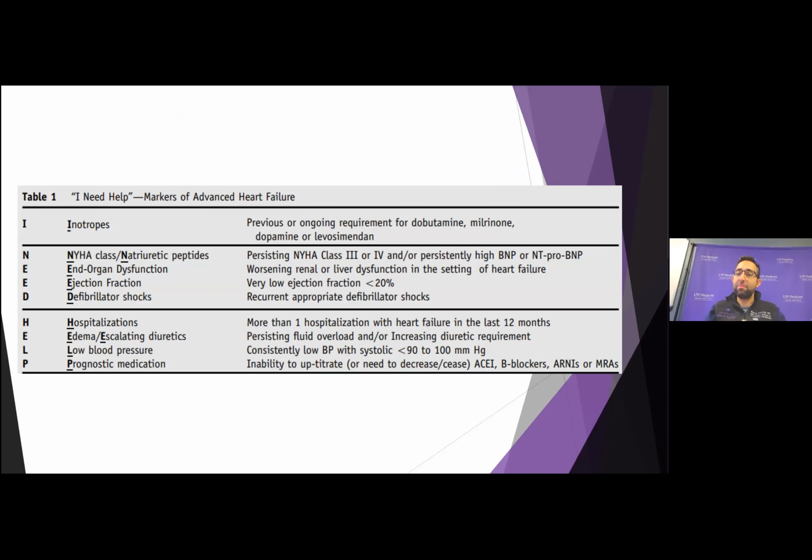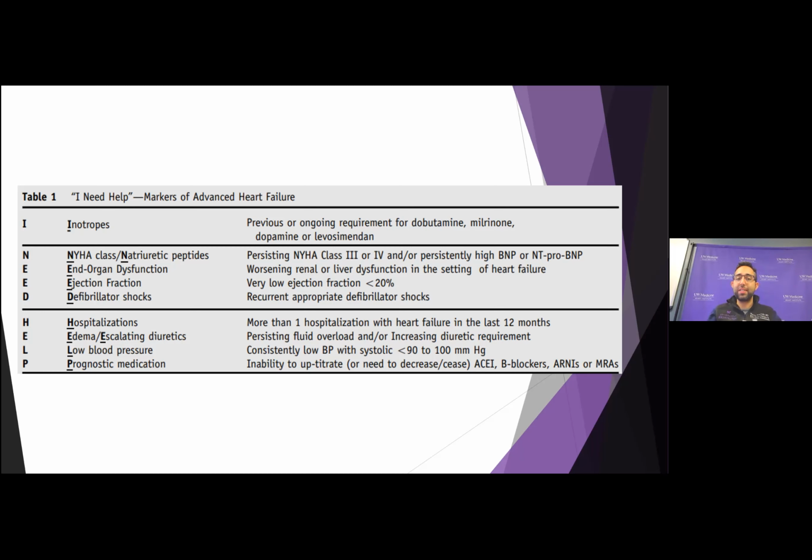Is the ejection fraction below 20%? How many patients have you seen with an EF less than 20% who haven't seen an advanced heart failure specialist, to be specific? Defibrillator shocks, so recurrent appropriate shocks. How about more than one hospitalization in the past 12 months with heart failure?